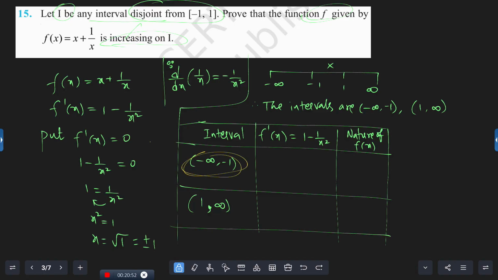Now from this interval you take any one easy number. What will you take? 0 is not there in this interval. So minus 2 you can take. So f dash of minus 2 is equal to 1 minus 1 divided by minus 2 whole square. Minus 2 squared is plus 4. When you subtract you will be getting 3 by 4, which is greater than 0, which means increasing. Then for 1 to infinity, again you can take 2. f dash of 2 is equal to 1 minus 1 divided by 2 square, also 4. When you simplify, again 3 by 4, which is greater than or equal to 0.